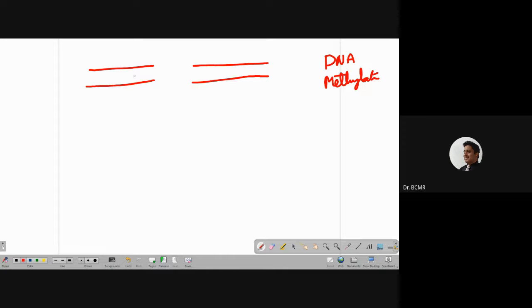Say, for example, this is a promoter you have, and there might be a lot of G and C's here, and they might be methylated. So I'm putting those indicators as methylation. If the promoter region or the operator region is methylated, usually expression doesn't happen, whereas in an unmethylated one, expression happens. This is the fundamental concept of epigenetics.